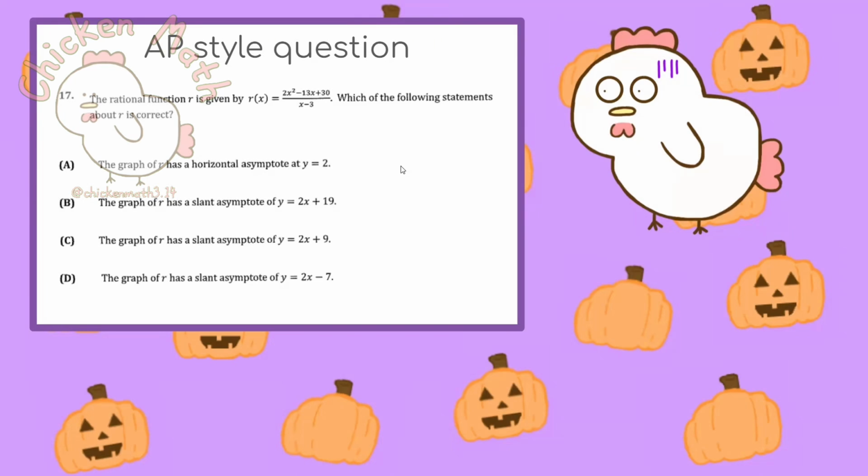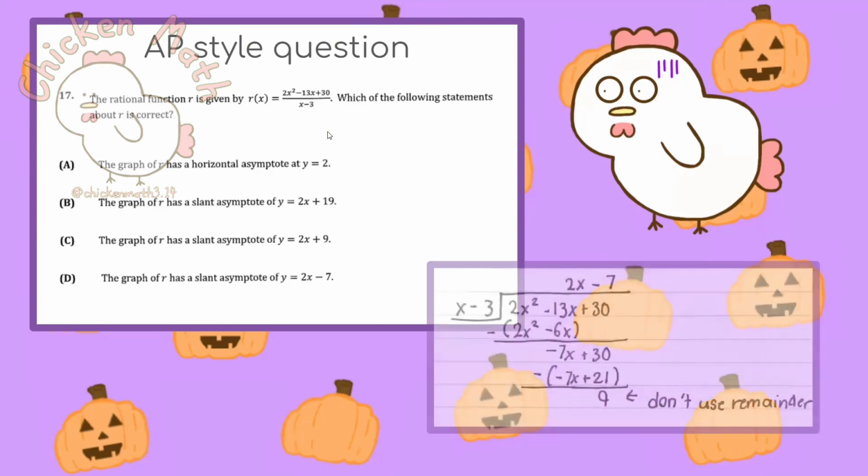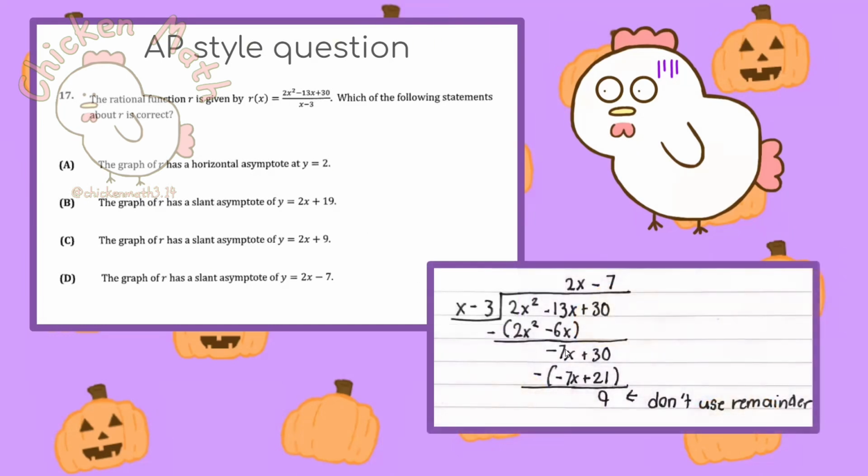Now remember, to find the slant asymptote of a function, we're going to be long dividing the numerator by the denominator. So we're going to be long dividing this polynomial at the top by this polynomial at the bottom. When you long divide, you're going to get 2x minus 7. Of course, you don't use the remainder. So looking at our options, we can see that D says the graph of r has a slant asymptote at y equals 2x minus 7. So D is going to be our answer.